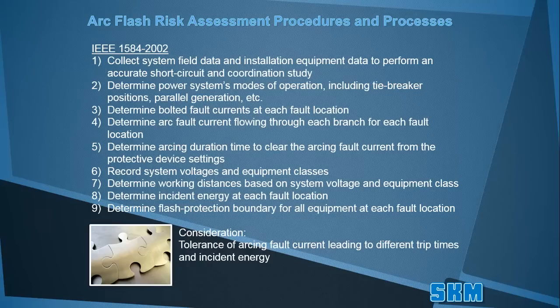Record system voltages and equipment classes. Determine working distances based on system voltage and equipment class. Determine incident energy at each fault location. Determine flash protection boundary for all equipment at each fault location. Also take into consideration the tolerances of arcing fault current leading to different trip times and incident energy.